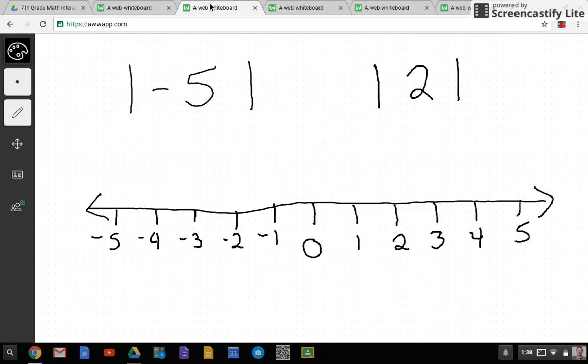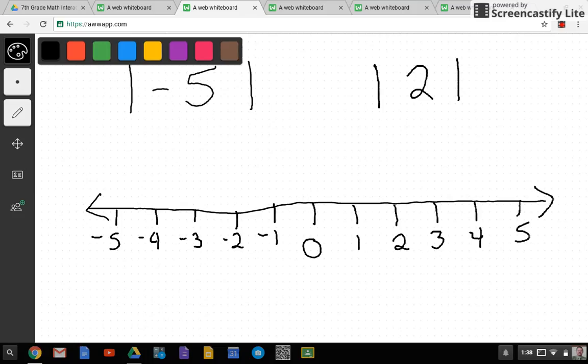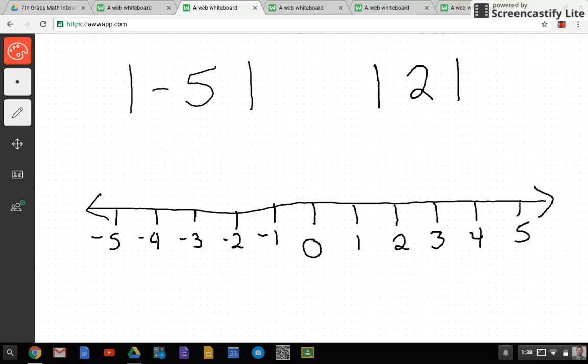All right, so if I'm looking at absolute value, what absolute value is, is how far a number is from 0. That's all it is. So let's say I'm looking at the absolute value of -5. I am just looking and I am seeing, okay, -5 is there. How far is it from -5 to 0? Well, that's just 5 units. So the absolute value of -5 is 5 because it's only 5 away from 0.